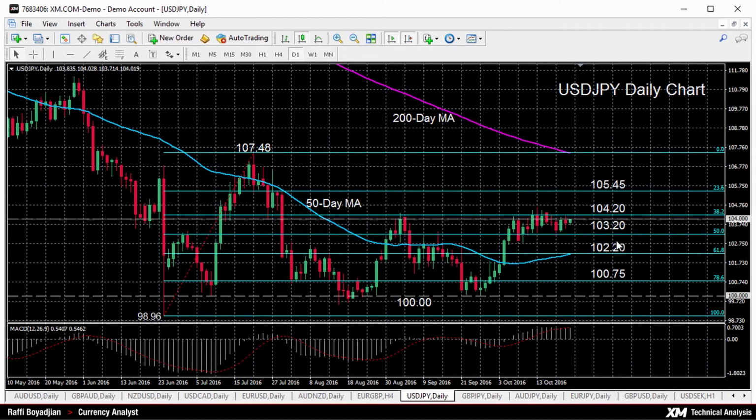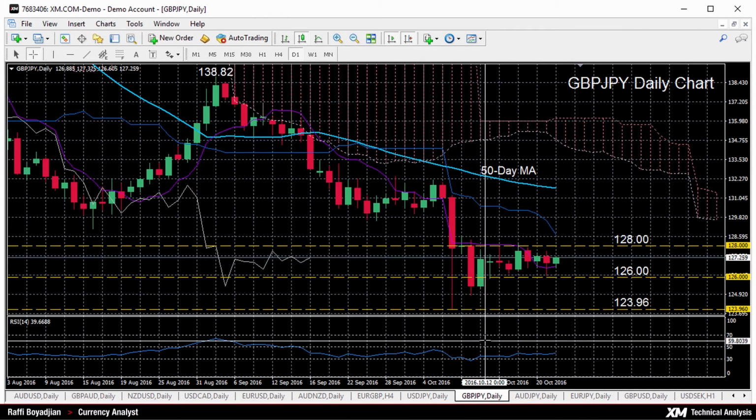To the downside, the 50% and 61.8% retracement levels at 103.20 and 102.20 respectively are the nearest support levels to watch out for, while a fresh move towards the psychologically important 100 level could lead to resumption of the longer-term downtrend. Next up, we have the pound versus the yen.